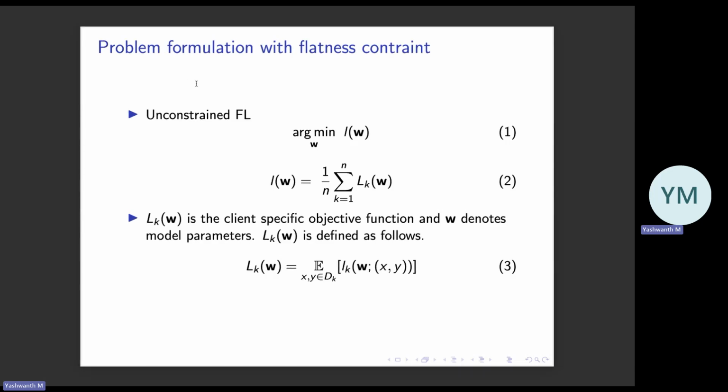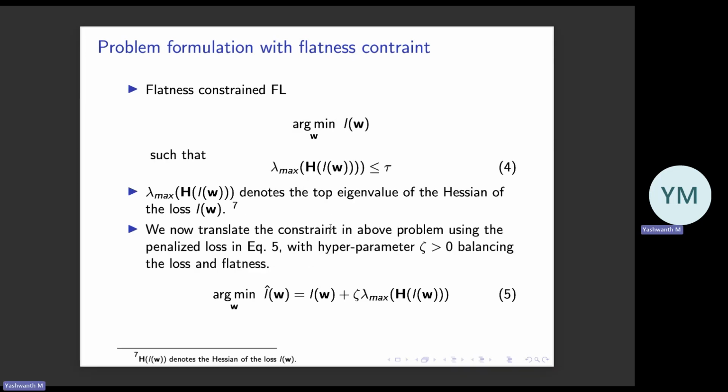This is a typical FL formulation where we minimize the overall loss, which is the average of all the clients' losses. Each client's loss is its own local loss averaged across the dataset. With the flatness constraint, we want to minimize the same loss, but with an additional constraint: the top eigenvalue of the Hessian of the global loss should be lower. We translate this objective to a penalized loss as in equation 5.